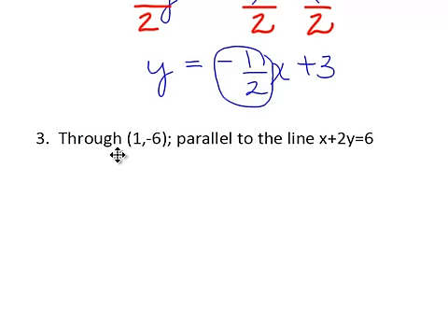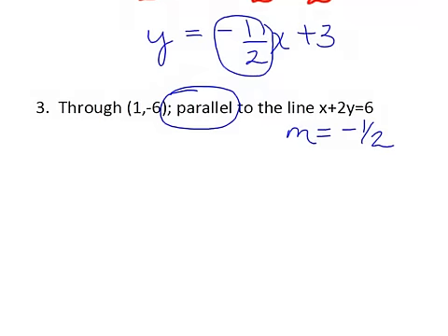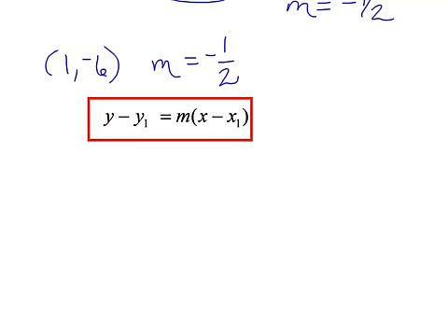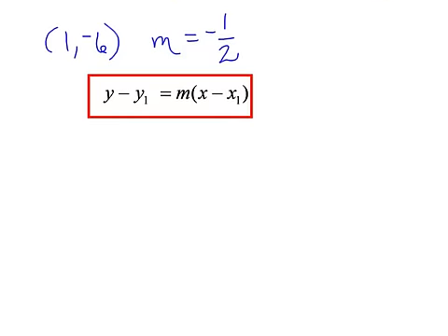And remember, my problem said I wanted to go through the point (1, -6), and I want it to be parallel to the line x + 2y = 6. I have just figured out that the slope of this line is -1/2. That's the work I did up here. I solved this equation for y. I found the slope. Now since I want my line to be parallel, I'm going to use the same slope. So now we're ready to find the equation of our line. So I have the point (1, -6), and I have the slope -1/2. So I have a point, I have a slope. I'm going to use the point-slope form to write my equation.